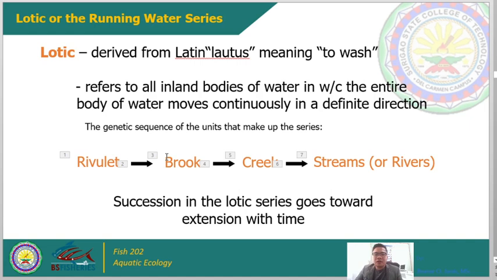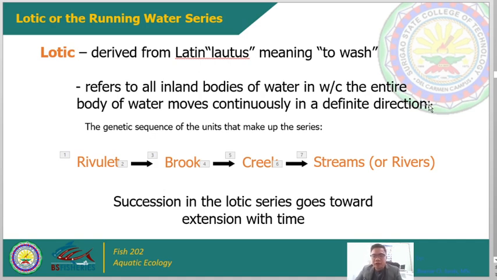Lotic came from the Latin word lautus, meaning to wash. So since it is washing, it is moving, right? So its water environment is moving. What are the types of aquatic environment that are considered as lotic? So these are rivulet, brook, creek, streams and rivers.